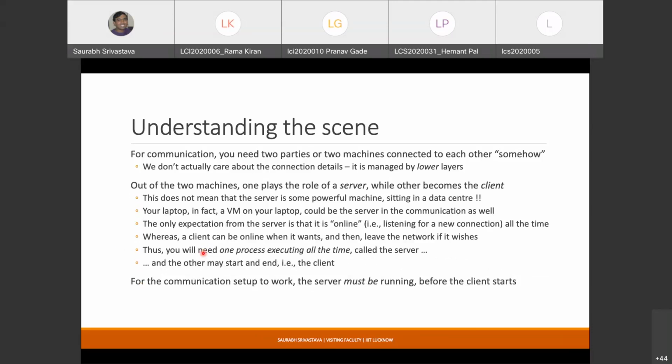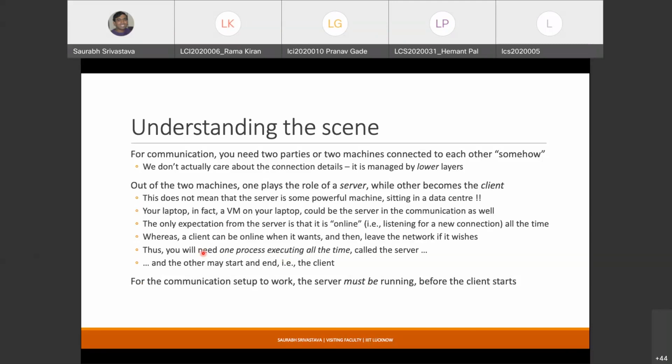The only thing I want you guys to take away from this particular set of lectures is to understand how the actual networking works, the scene of the network. How do you do network programming? In order to do that, the first thing you have to understand is that there will be two programs that you will have to write.